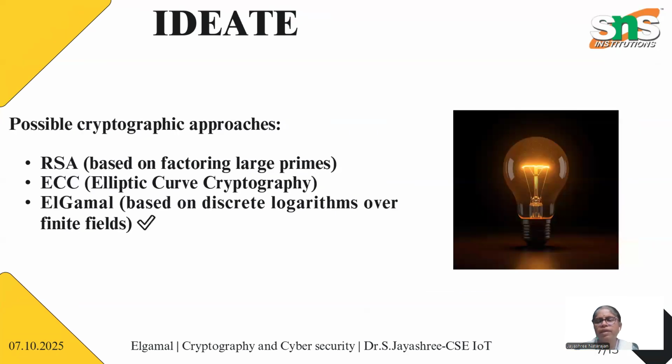Next, the ideas. What are the ideas for that problem? One is RSA, based on factoring prime numbers, which you all know we have studied. Next is elliptic curve cryptography. This is another idea. Next is ElGamal based on the discrete logarithm over finite fields. This is the third point. This is what we are going to discuss in this topic. What is ElGamal based on the discrete logarithm?